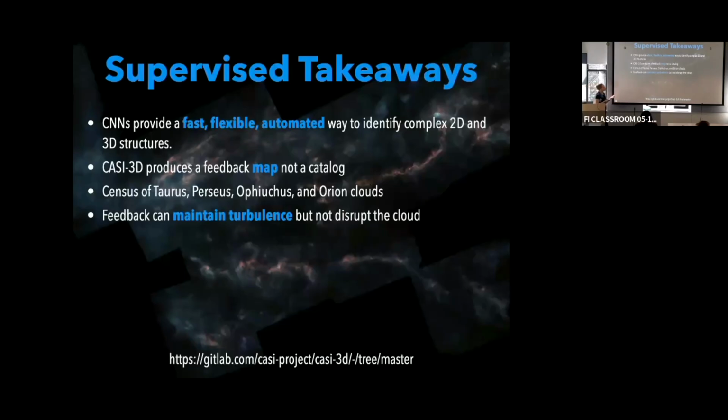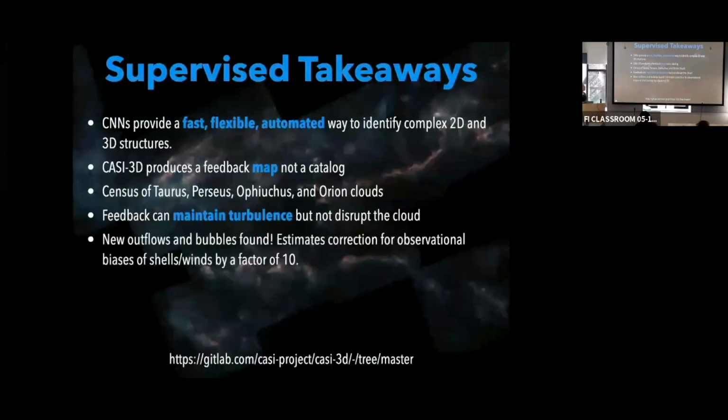We find that this feedback is enough to maintain turbulence, but not disrupt the cloud, right? So these are stirring the cloud, not disrupting it. In general, the new outflows were basically very similar energetically to the ones humans identified, but there was a very strong correction for the stellar winds. When humans identify the winds, it's very hard to pick that out from the background cloud. Our method is able to make a prediction that separates out some of that contaminating emission and reduces their impact by a factor of 10.